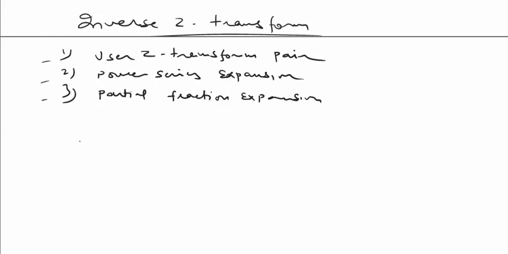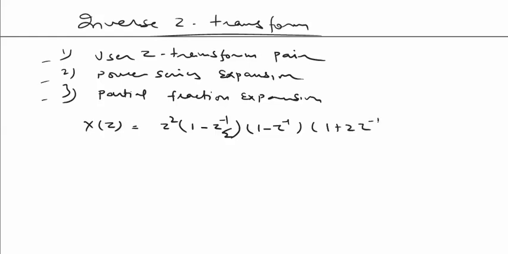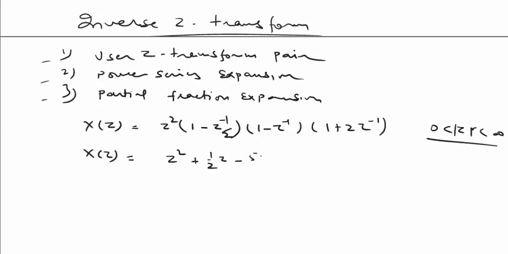First, I discuss a question. Find the inverse transform of the following. X(z) is z square, 1 minus z inverse by 2, 1 minus z inverse, 1 plus 2z inverse. ROC is given to us in between 0 to infinite circle. X(z) is, by multiplying all the terms, we solve and finalize all terms in this way.